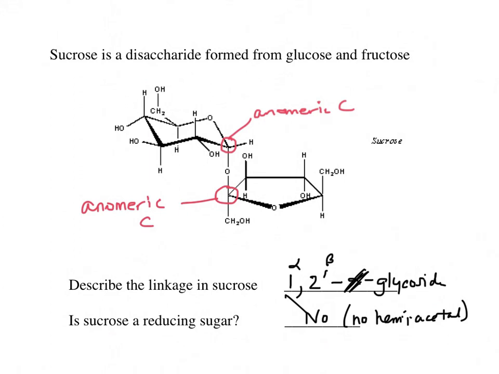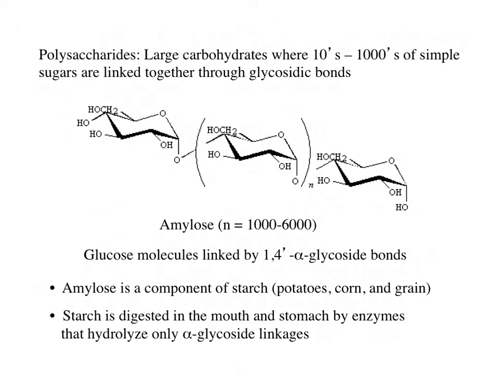All right. Let's move on to bigger things. Polysaccharides. This is where you have essentially a sugar polymer. So it is a whole bunch of monosaccharides, little cyclic units that are linked up together. So we're talking there like tens to thousands of little units like that.